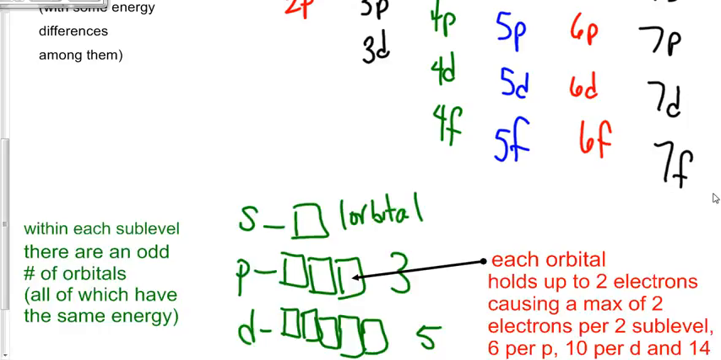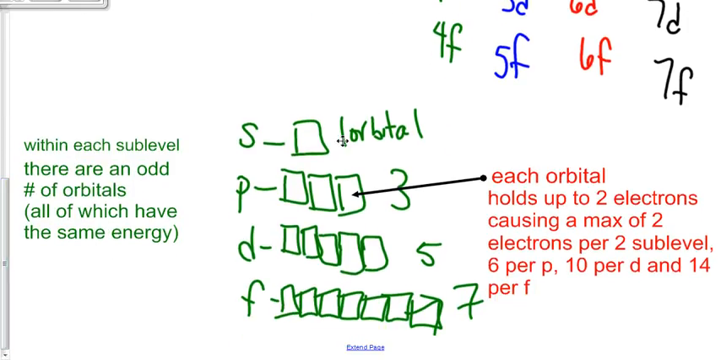Now the word orbital is a little bit different. Within each sublevel, so within 4d, 7p, 2s, there are an odd number of orbitals. And the number of orbitals that's present within each sublevel is based on the type. So all of the s's, 1s, 2s, 3s, 4s, they each contain one orbital.